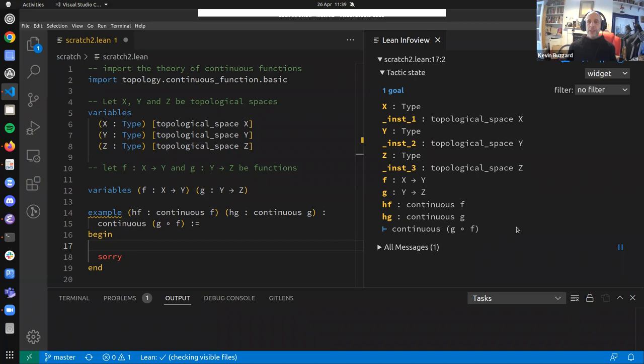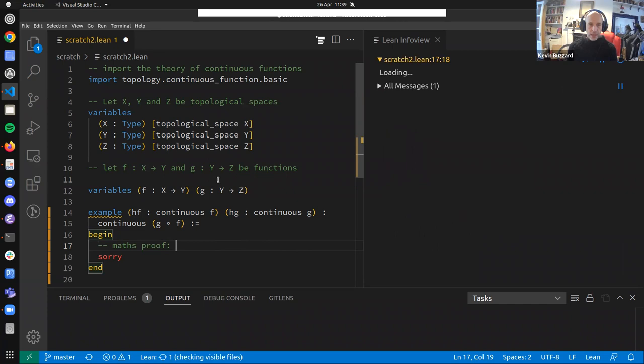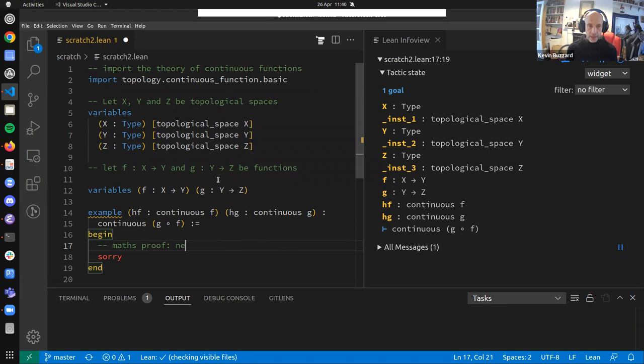And so imagine if we were teaching this to undergraduates, what is the proof? What's the maths proof? Let's just remind ourselves of the maths proof. I need to prove that the pre-image of an open set is open, right? Need to prove that if U in Z is open, then its pre-image in X is open, right? Because the definition of a continuous function is that the pre-image of an open set is open.